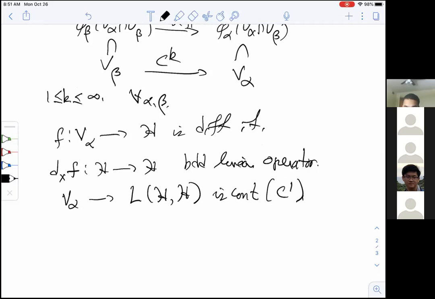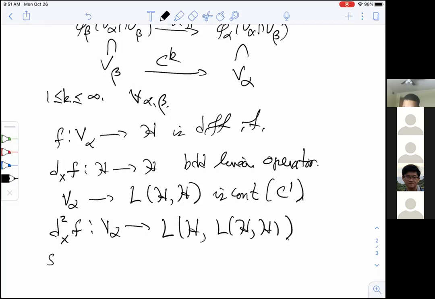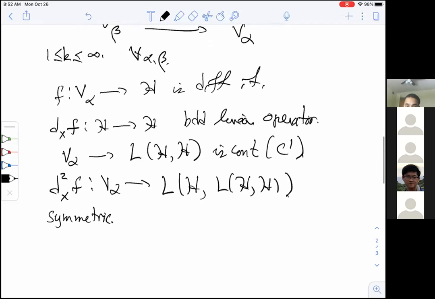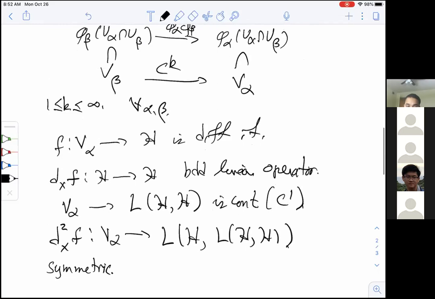So for example, C2 would be that the second derivative of f is a map from V alpha into the linear maps from the Hilbert space to the Banach space of linear maps from H to H. And this turns out to be symmetric in the two variables, at least if this is a C2 map, by the usual argument about partial derivatives commuting, okay? So we can talk about Ck Hilbert manifolds.